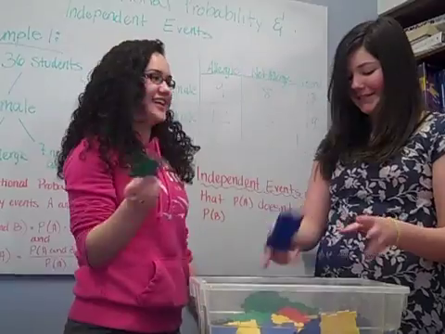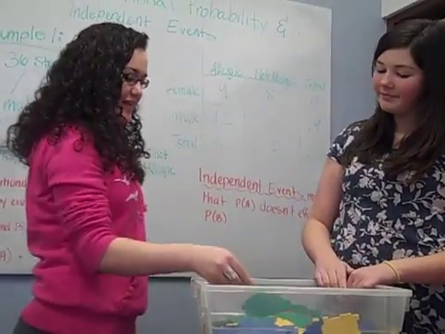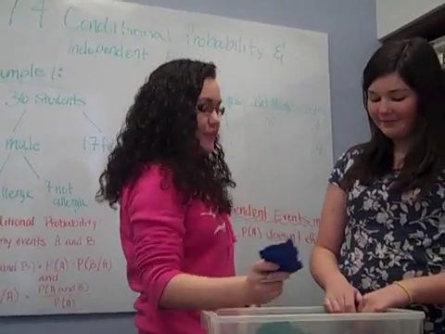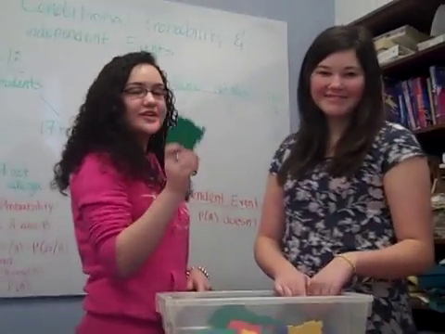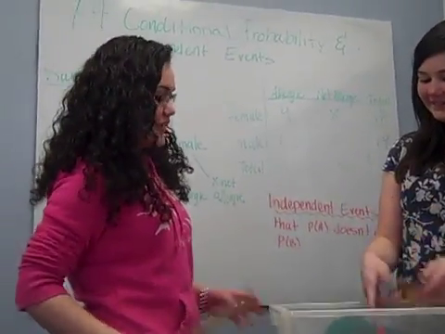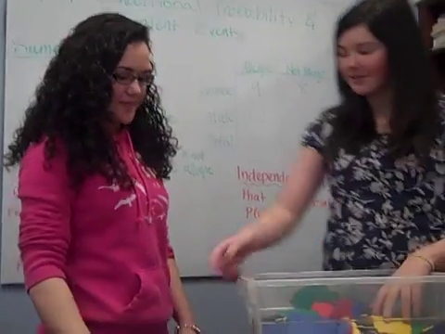If you pick out a green square and then put it back in, that's an independent event because it's not going to affect the next shape that I pull out. But let's say if I take this green square out, it is going to affect it because now I have one less green square in the whole box. Okay, let's start over now.